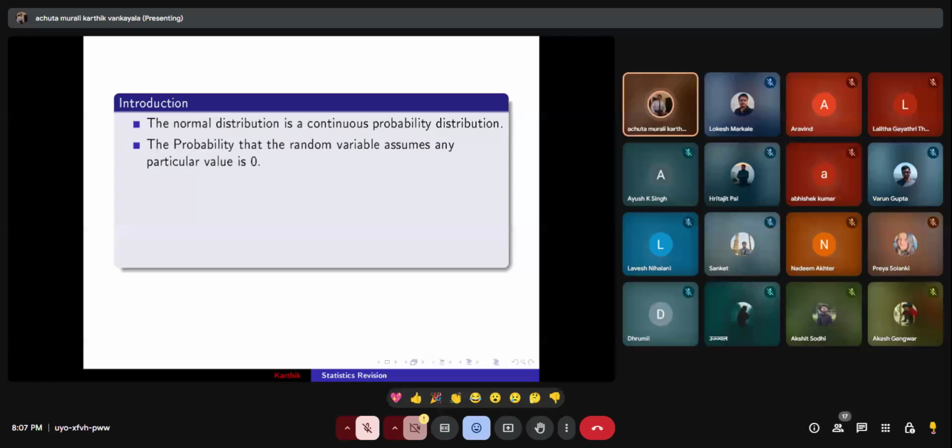Okay. Since it is a continuous probability distribution, by definition, the probability of the random variable assuming any particular value is always zero. We are only focused on the probability of the random variable assuming a value in a particular interval. Please understand this. In continuous distributions, probability is interpreted as the area under the curve over an interval, and this curve is called the probability density function.